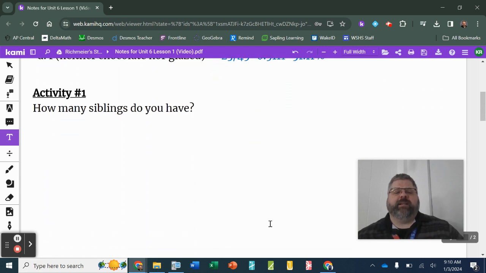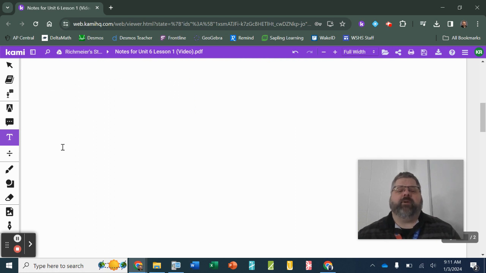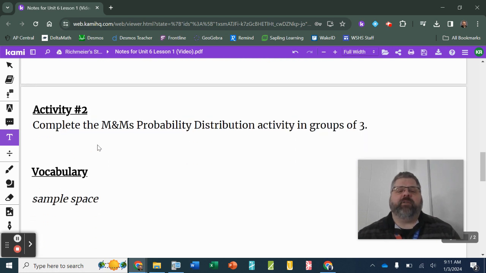So in class, we did an activity for how many siblings do you have? We constructed what's called a frequency distribution, or a frequency table. I just polled the students and said, how many do you have? Then we examined that and turned it into a probability distribution. And we established that for a probability distribution to be valid, it has to meet two conditions. We're going to define those when we get down here to the vocab.